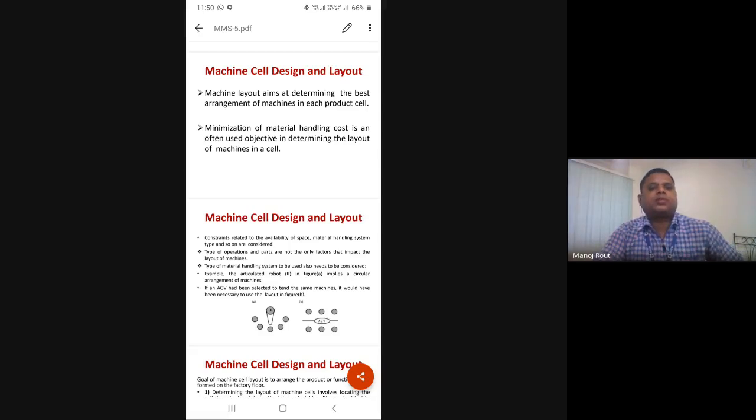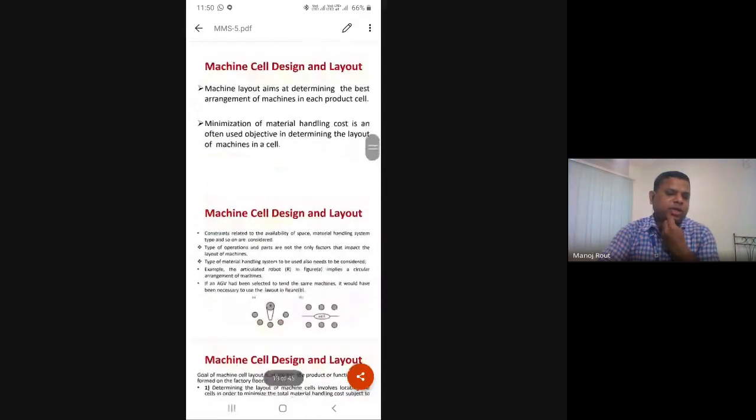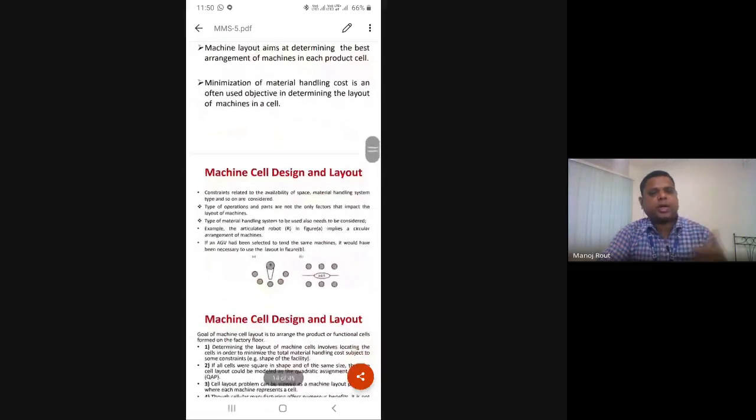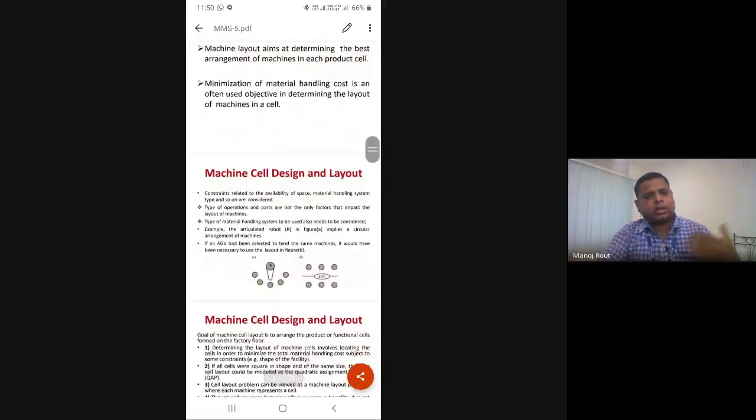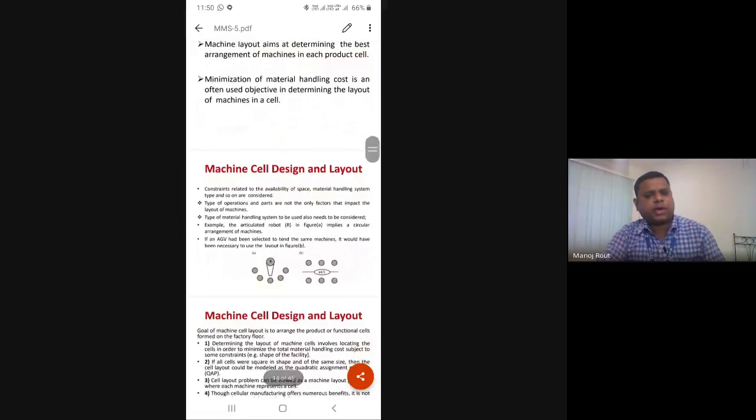So in case of constraints related to availability of space, then material handling. The next one is the material handling system by implementation of automated guided vehicles, and there are so many things that should be considered. The type of operator and parts are not the only factor. The impact of the layout of machines is very essential in case of machine cell design and layout.